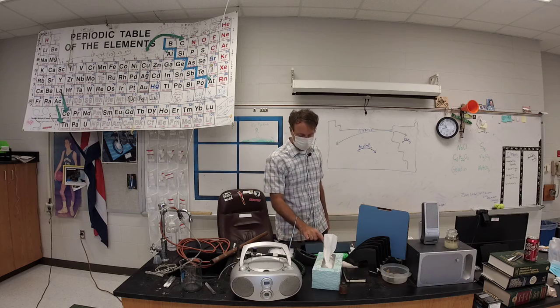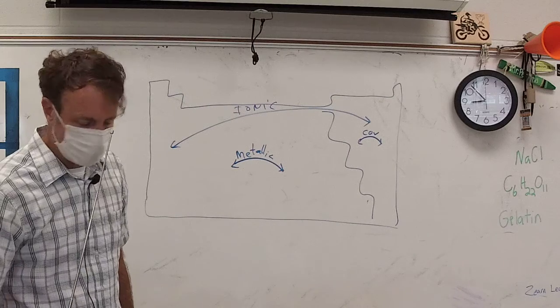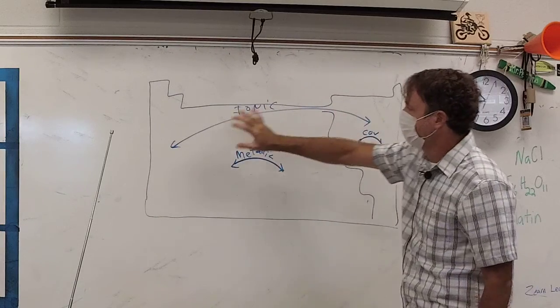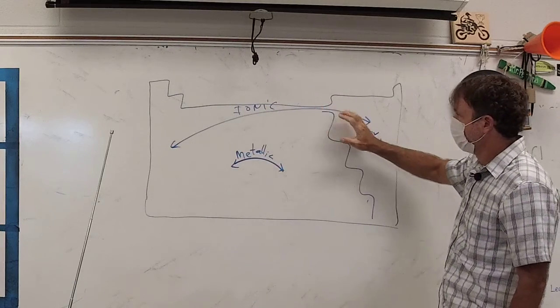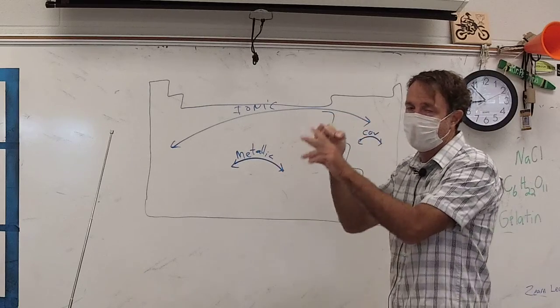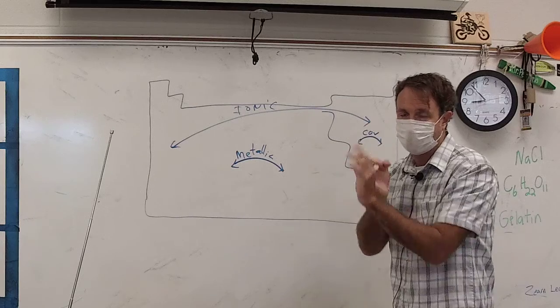So, yesterday we talked about ionic bonds. They cross the stairs. You think of salt. Ionic bonds, things that cross the stairs, have high melting points. They dissolve in water, and they conduct electricity.